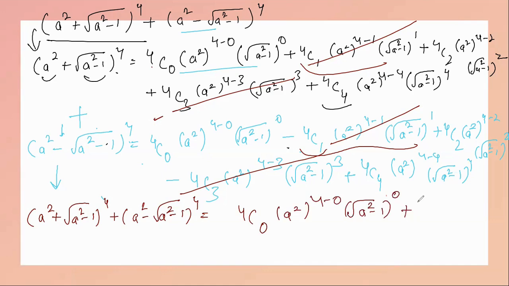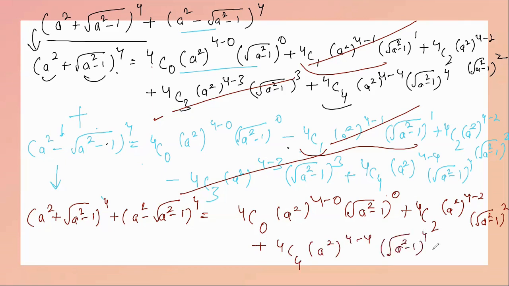So this term, 4c2, then the last term, that is 4c4, a square to the power 4 minus 4, and a square minus 4. Now every term, I am having it double. This one, they both are of the same sign. So what I will do, after writing all the terms with positive sign, I will put the bracket and I will put twice, because every term I have twice.